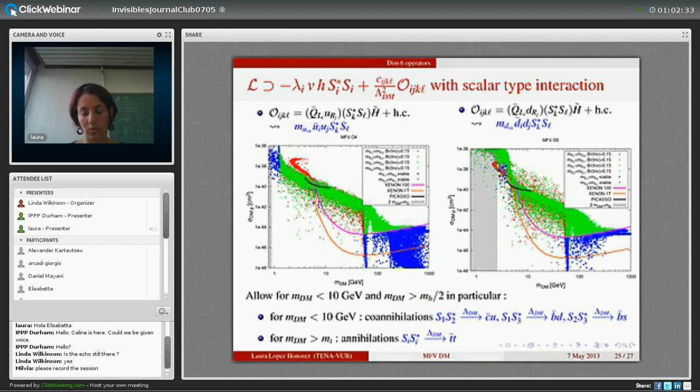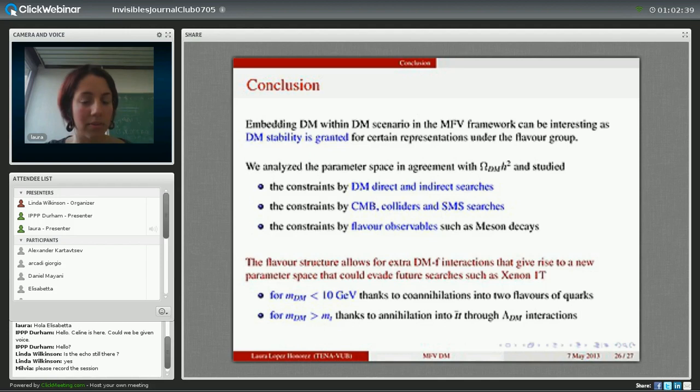So I am now getting to my conclusion. We have been looking at what could be the impact of embedding dark matter scenario within minimal flavor violation framework, which was argued to be an interesting framework for dark matter because the dark matter stability is going to be granted in this minimal flavor symmetry hypothesis.